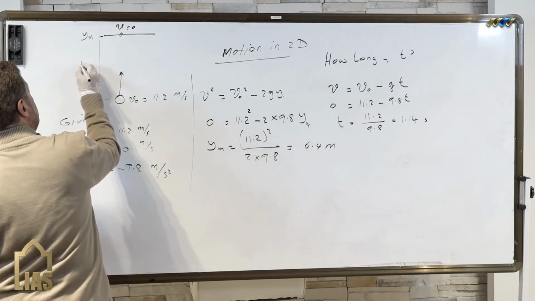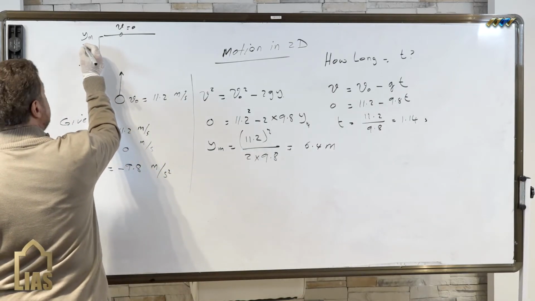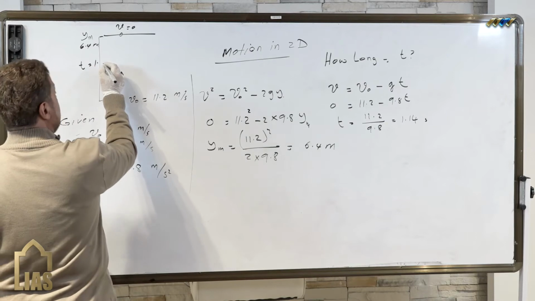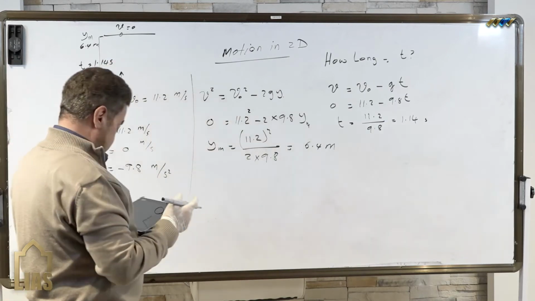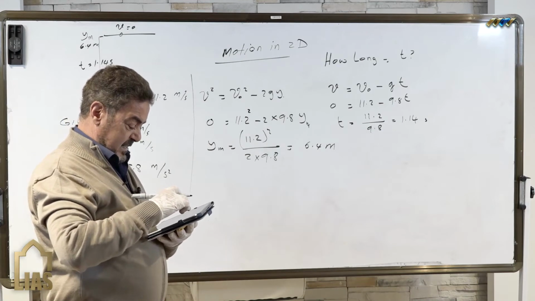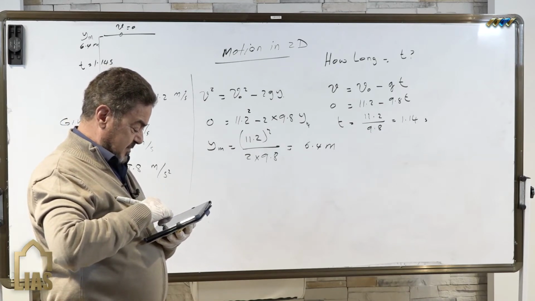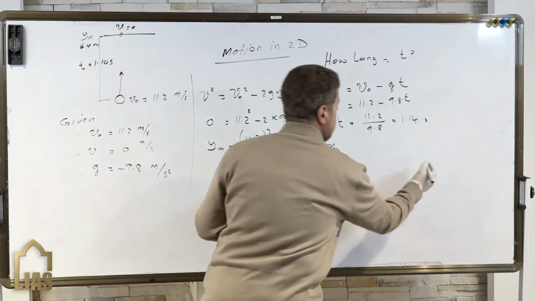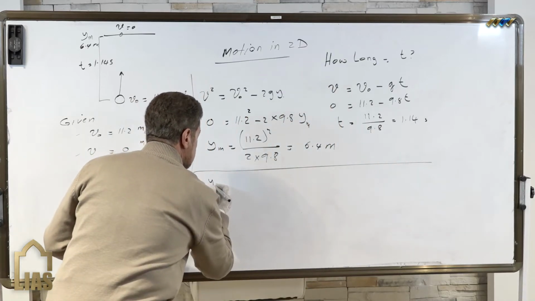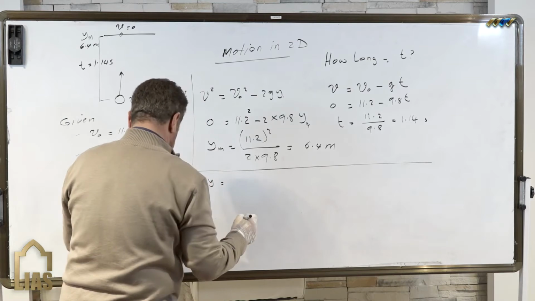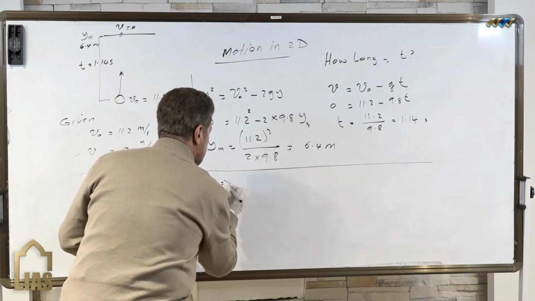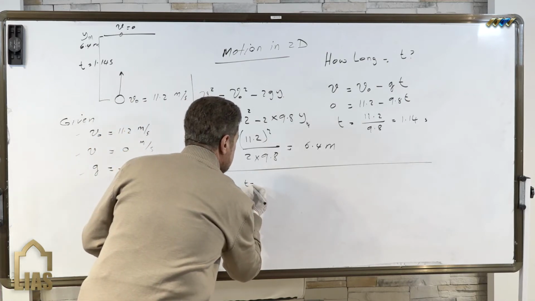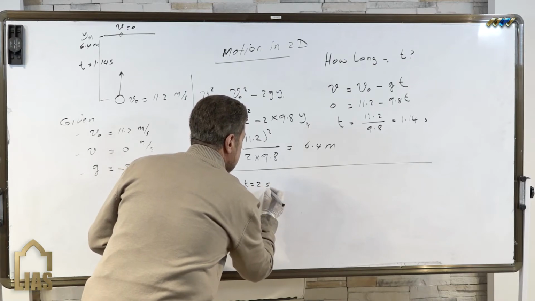Okay, we got here Y maximum is 6.4 meter, and here is 1.14 second. Okay. And we are asking, what's the position of the ball at T is equal to 2 second?